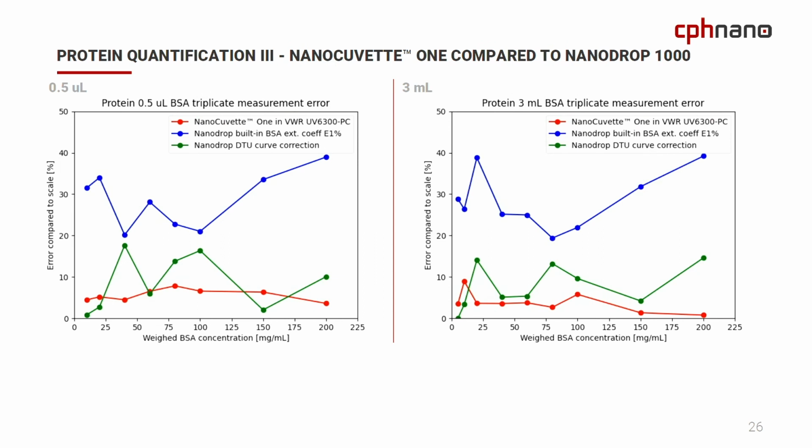And if you see the error measurement in comparison with the NanoDrop, the error is much higher for NanoDrop when you don't use the correction factor. It is almost 40% in microvolume and in the 3 milliliter measurement as well. When you multiply with the correction factor, the data looks better, but it is still almost 20% off for some of them. However, on the other side, our data, which is the red line, is very consistent, and the error is on average 5%.